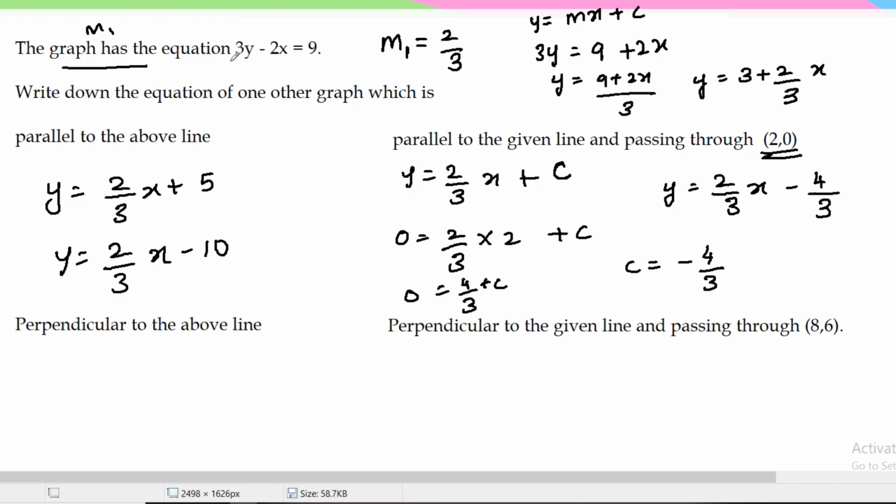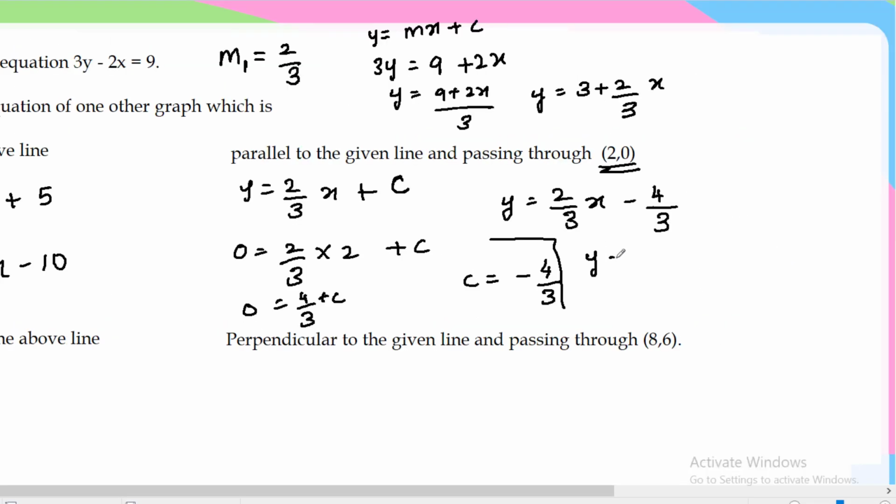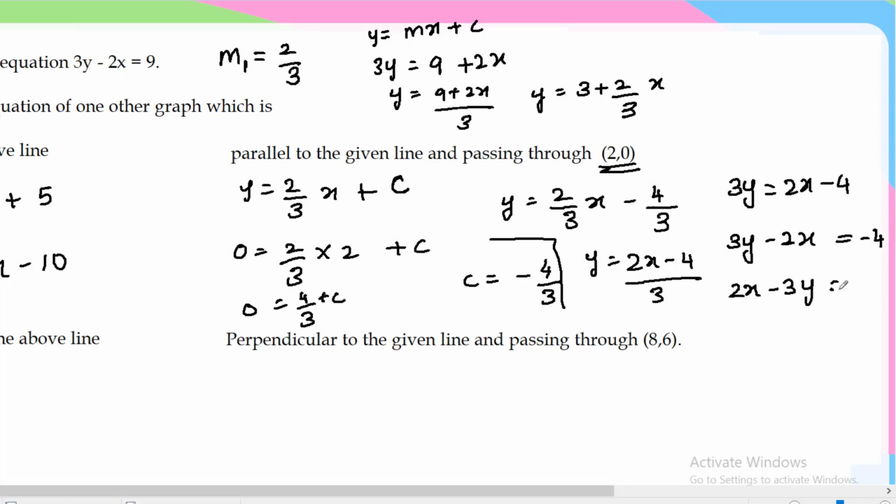Here they gave the equation like this, 3y minus 2x equal to 9. So if I want to bring it to that form, both the denominators are 3, so y equal to (2x minus 4) by 3. Taking this to the other side, 3y equal to 2x minus 4. And if you bring this side, 3y minus 2x equal to minus 4. Or if you want to remove the negativity, you can change it like this: 2x minus 3y equal to 4. I'm just multiplying by the minus sign throughout. So I brought my equation to this form.